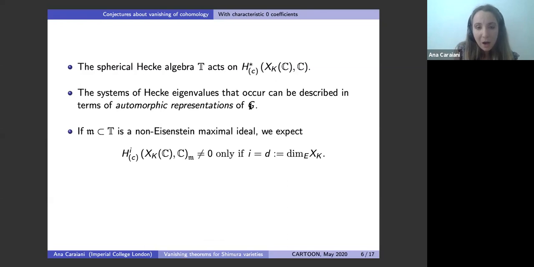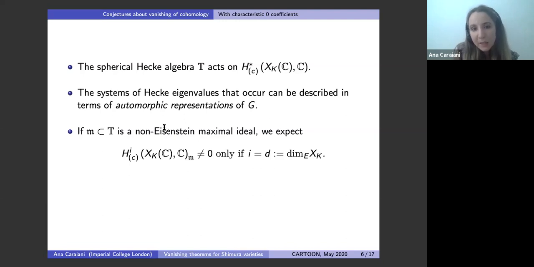And then I said I wanted to discuss vanishing theorems. And so the starting point is the following theorem, or fact maybe, about the cohomology in characteristic zero of these Shimura varieties. So if you have a maximal ideal in your Hecke algebra, which is essentially going to prescribe to you a system of Hecke eigenvalues, and you have a very strong condition on this maximal ideal, which is this non-Eisenstein condition, then it turns out that you expect that the cohomology of the Shimura variety is only supported in one degree.